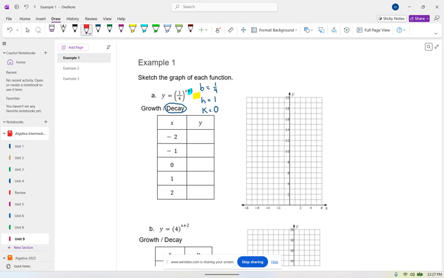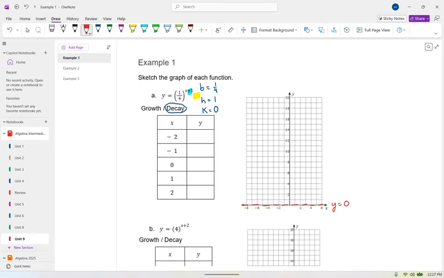So I'm going to find and identify and draw the horizontal asymptote. So I'm going to use a dashed line. So a dashed line right here at y equals 0, which is the same as the x-axis. And just in case I can't see that dashed line, I'm also going to put on there y equals 0.